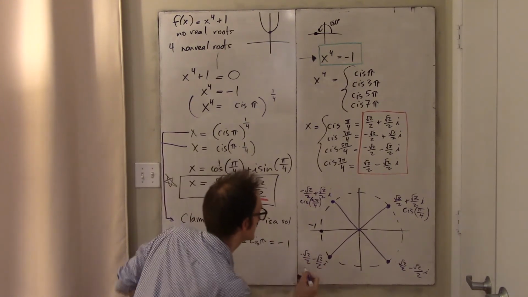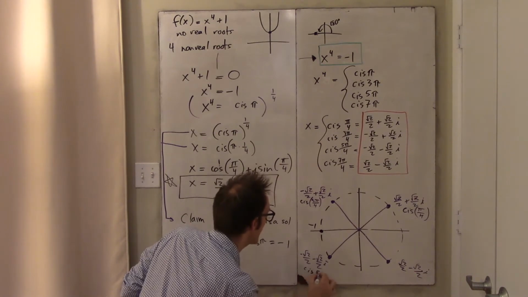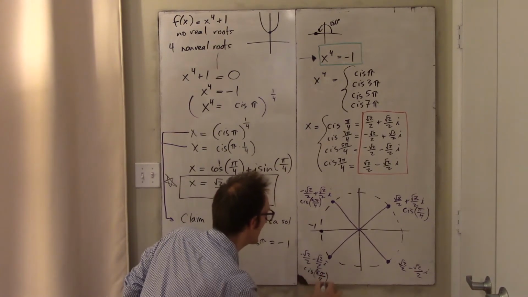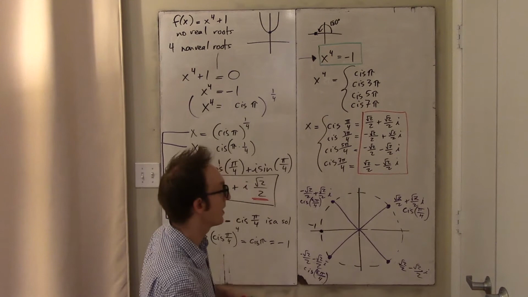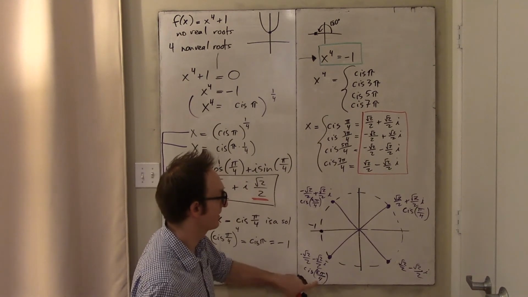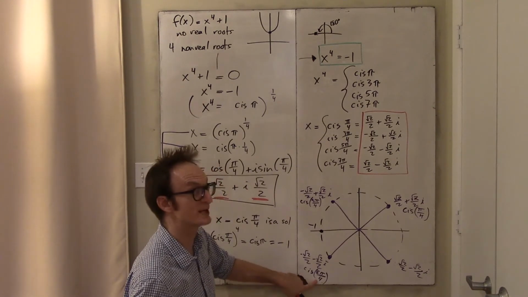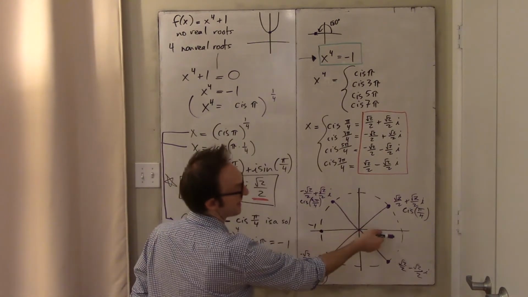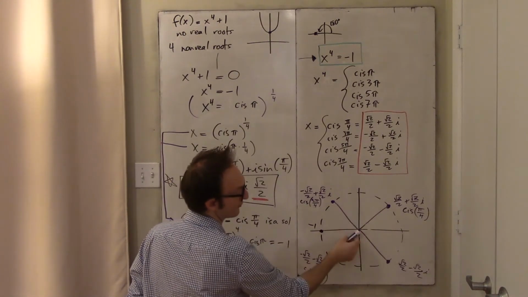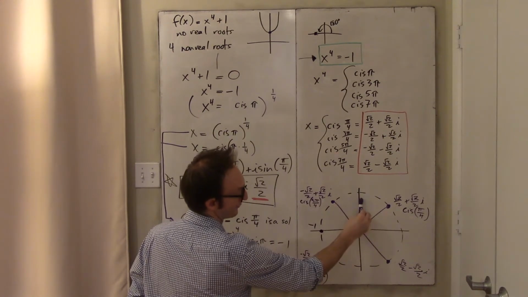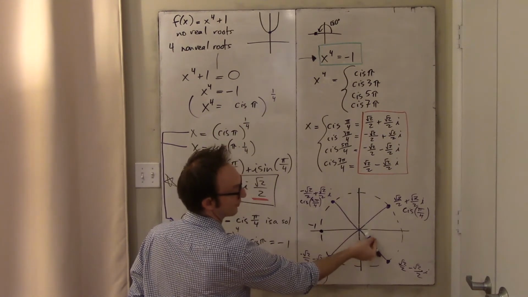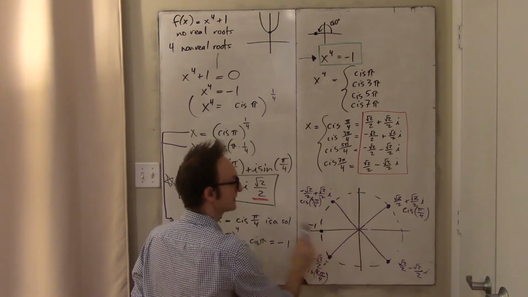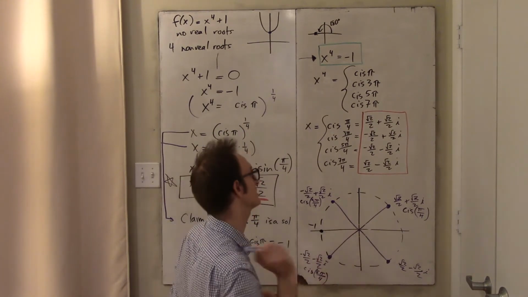This is cis 5 pi over 4. My claim is that if you just perform this rotation 4 times, you will also end up at negative 1, which is obviously true, because 5 pi over 4, another 5 pi over 4, another 5 pi over 4, and another 5 pi over 4 lands you back at negative 1. Okay, I'm not going to do the last one.